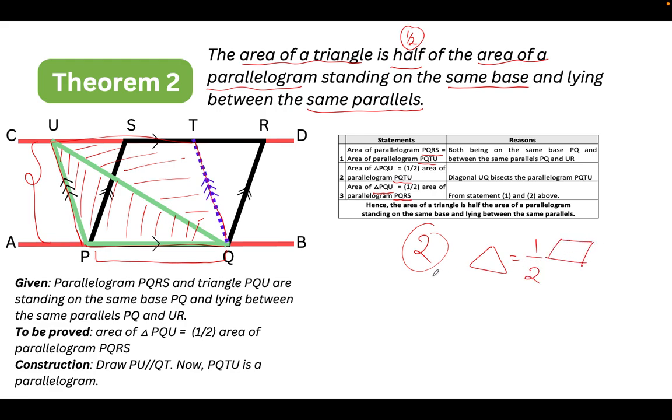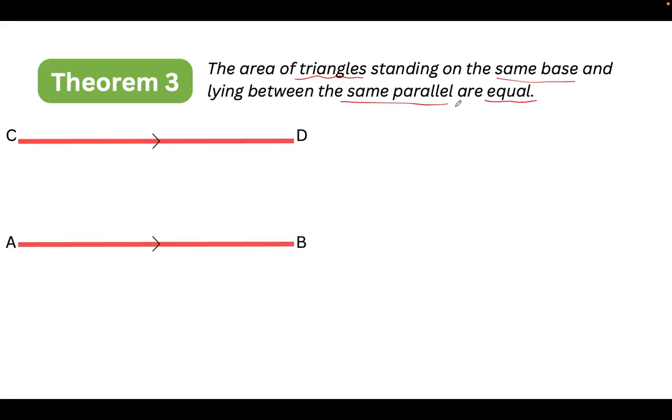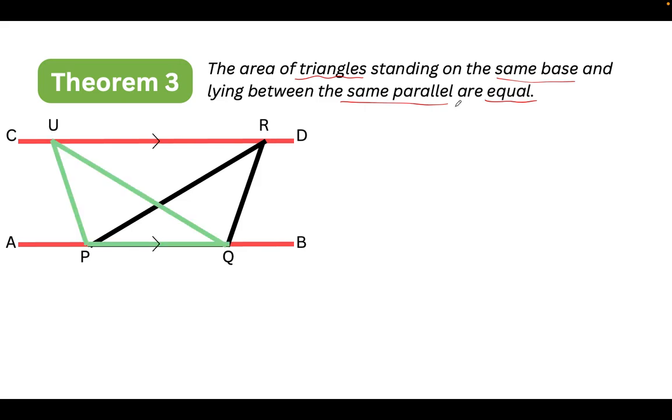Okay, so this is about theorem 2. Now let's move on to theorem number 3. Here we have more than one triangle standing on the same base and lying between the same parallel lines, and they are equal in area. So the two triangles are equal in area. So let us first construct the parallel lines AB and CD, and then construct the first triangle PQR, and then construct another triangle that has base PQ and lies between the parallel lines AB and CD. So this is another triangle PQU. So now what we need to prove is that the area of PQU is equal to the area of PQR.